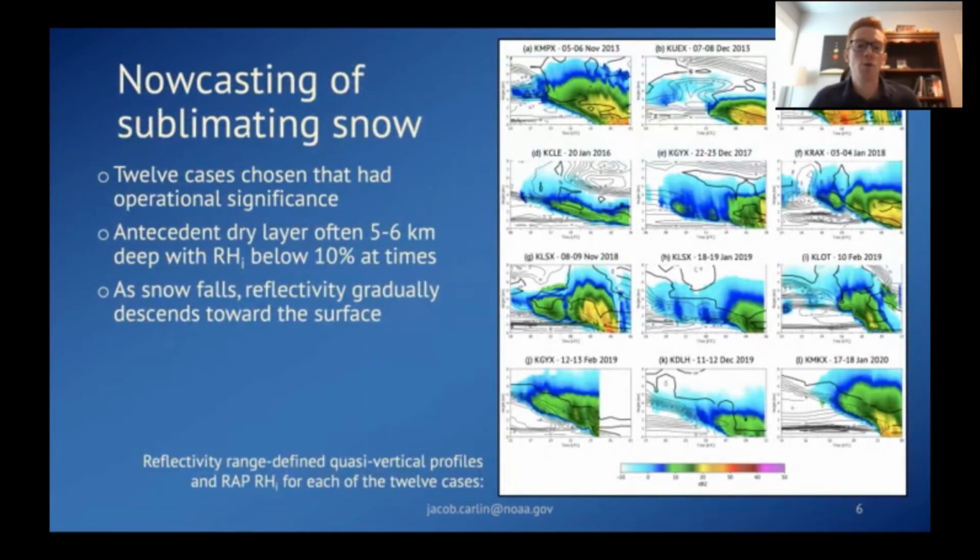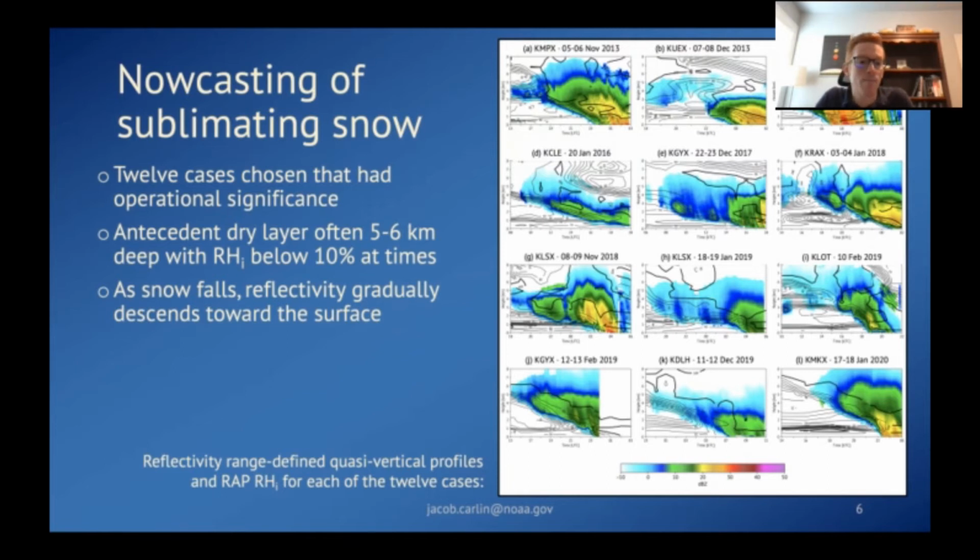Now, moving on to some work I'm currently doing. This is regarding nowcasting of sublimating snow. So we know that if you have dry air in advance of precipitation, which we frequently see with larger systems, the dry air has to erode before snow is able to reach the surface. And this presents a really big forecast challenge, not only for when impacts begin to things like transportation, but it also affects how much snow might accumulate.